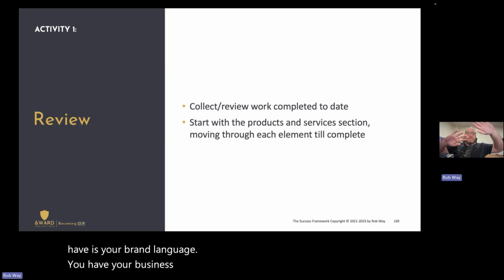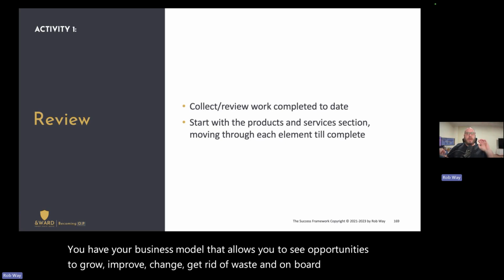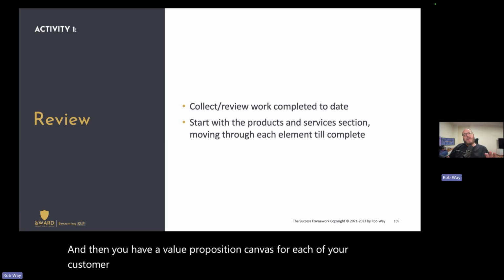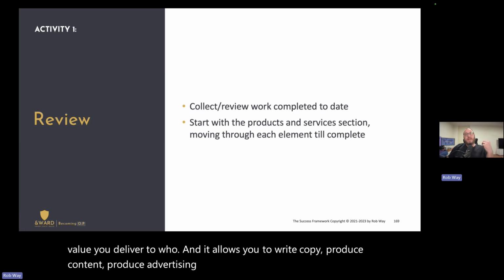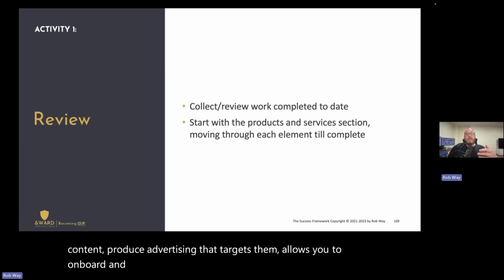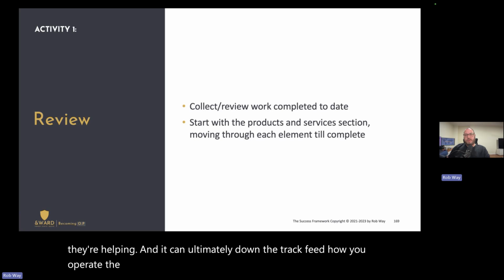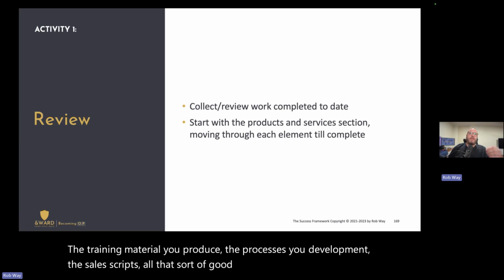And so then what you have is your brand language. You have your business model that allows you to see opportunities to grow, improve, change, get rid of waste, and onboard people. And then you have a value proposition canvas for each of your customer segments. And so then that way it's really, really clear the value you deliver to who. And it allows you to write copy, produce content, produce advertising that targets them, allows you to onboard and train your staff so they're really clear about who they're helping. And it can ultimately down the track feed how you operate the business, the training material you produce, the processes you develop, the sales scripts, all that sort of good stuff.